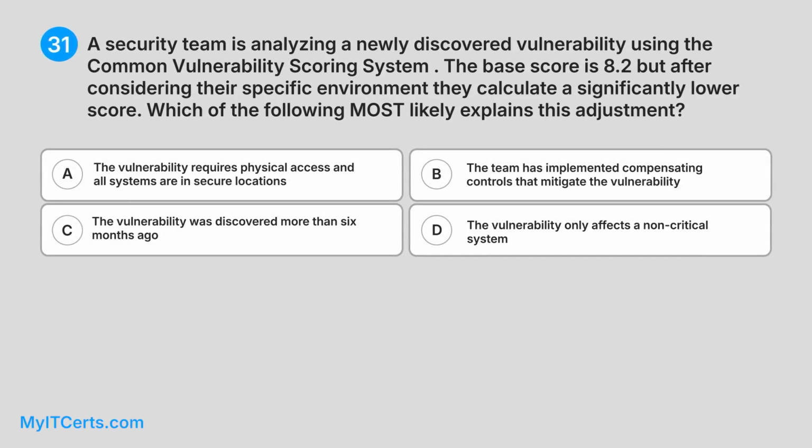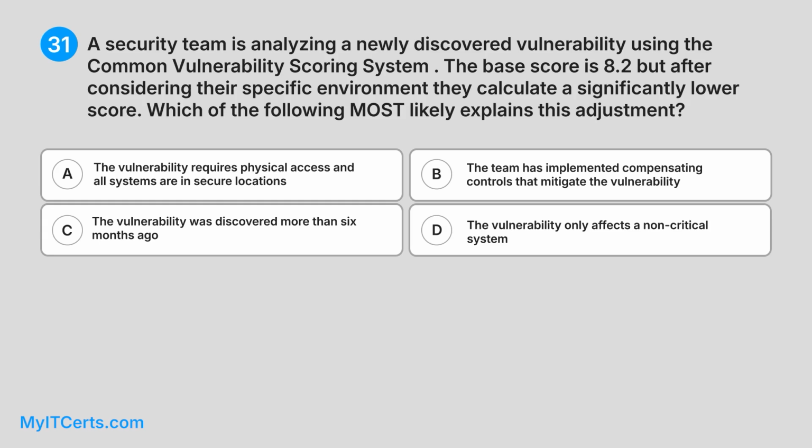31. A security team is analyzing a newly discovered vulnerability using the Common Vulnerability Scoring System. The base score is 8.2, but after considering their specific environment, they calculate a significantly lower score. Which of the following most likely explains this adjustment?